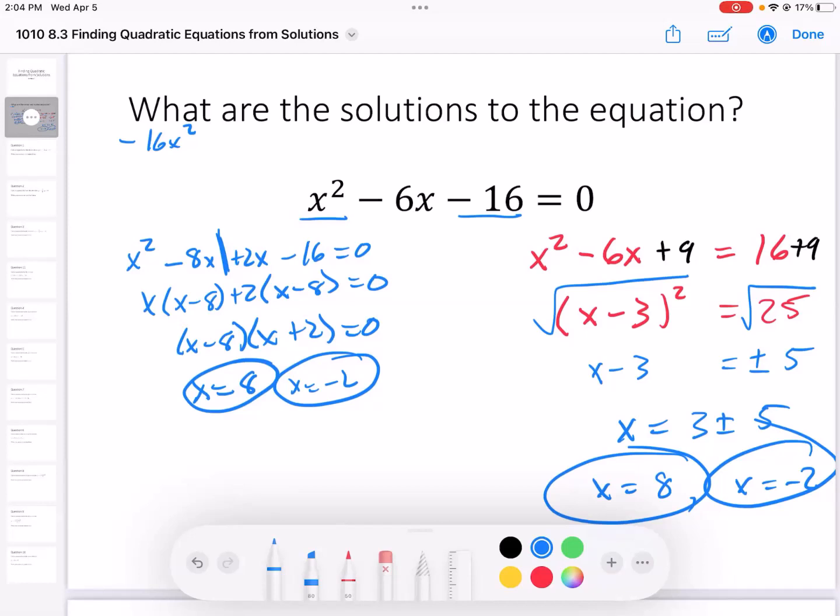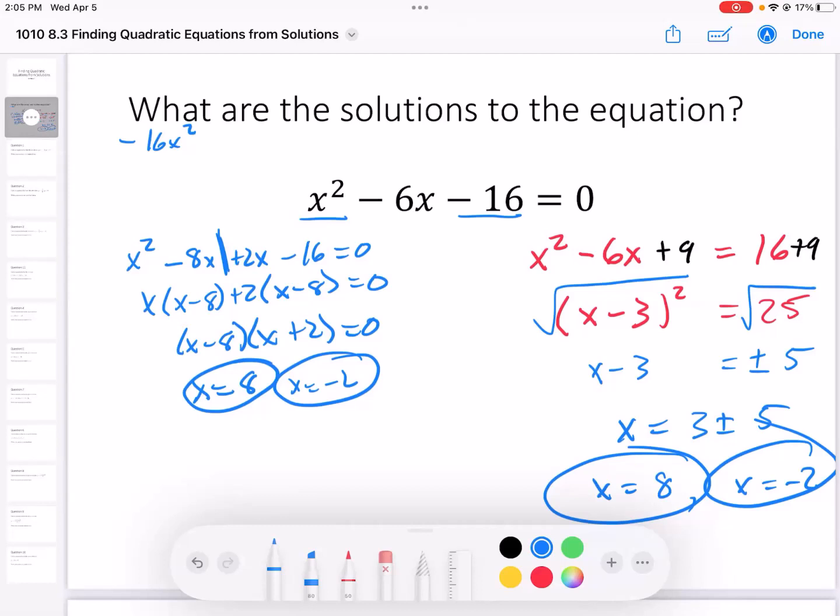So you can do either one of these methods. And then what we learned in our last lesson was the quadratic formula, which basically does this process for you. With the quadratic formula, you would look at an equation like this, and you would say A equals 1, because that's the coefficient of x squared, B equals -6, and C equals -16, and you'd plug it in and simplify it. Basically, it would give you the same calculation. The formula just does the completing the square process for you.